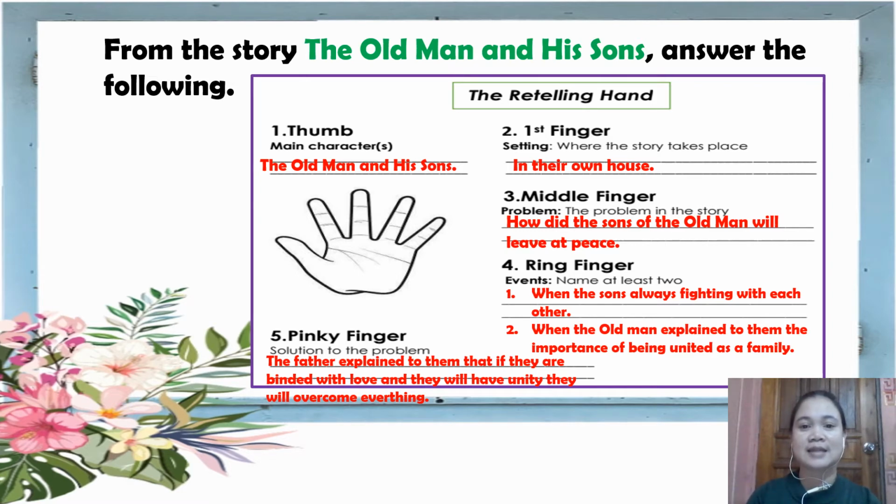Okay, that is the story of the old man and his sons. We have here the main characters, the setting of the story, the problem, the events that happened, and the solution to the problem.